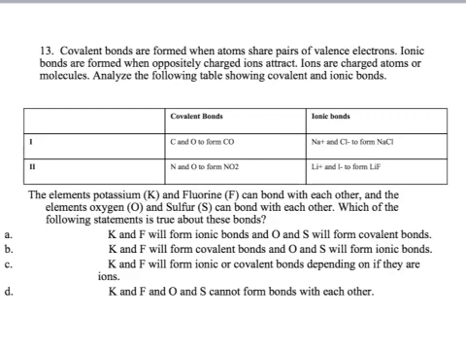Covalent bonds are formed when atoms share pairs of valence electrons. Ionic bonds are formed when oppositely charged ions attract. Ions are charged atoms or molecules. Analyze the following table showing covalent and ionic bonds. The elements potassium and fluorine can bond with each other, and the elements oxygen and sulfur can bond with each other. So potassium and fluorine, this is a metal, and this is a nonmetal. So what kind of bond is that? That equals an ionic. Oxygen is a nonmetal, sulfur is a nonmetal. That is a covalent bond.